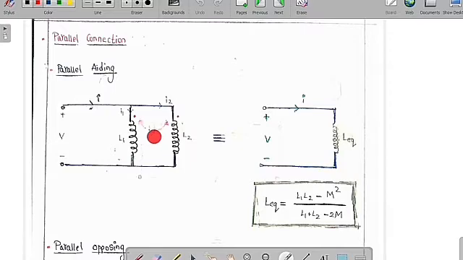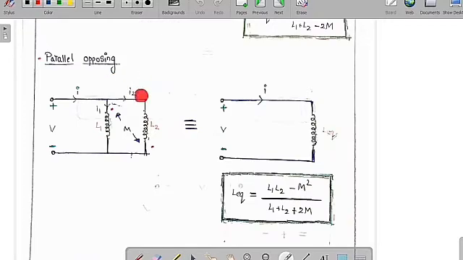Here M is the mutual inductance between coil 1 and coil 2. Then I want to find the overall inductance. So this is the overall inductance circuit. L equivalent is equal to L1 L2 minus M square by L1 plus L2 minus 2M. So we can see clearly in parallel aiding the equivalent inductance is equal to L1 L2 minus M square by L1 plus L2 minus 2M.